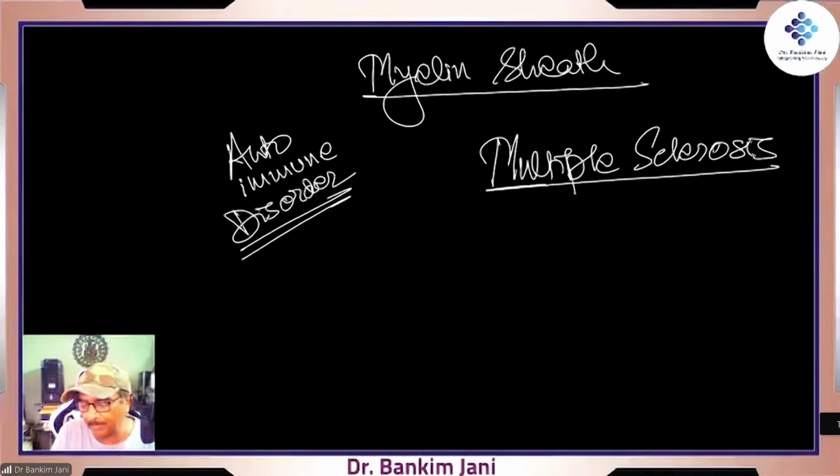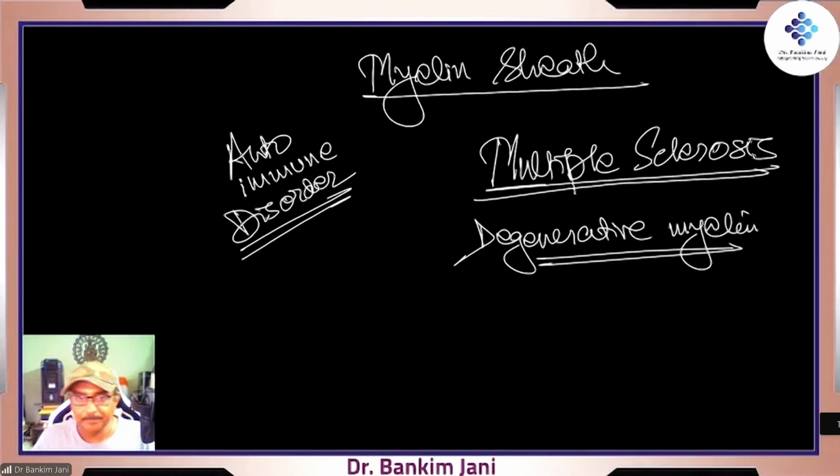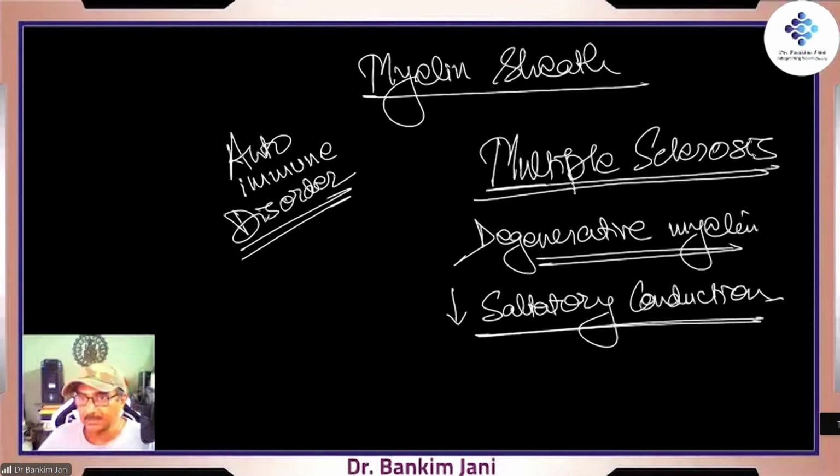In case of a patient of multiple sclerosis, it destroys its own myelin sheath. It is like degenerative, myelin destroyed. So when the myelin is destroyed, what would happen? It will lead to a decrease in that saltatory conduction. The conduction which was occurring at the speed of 75 meters per second, right? That was the importance of that myelin.